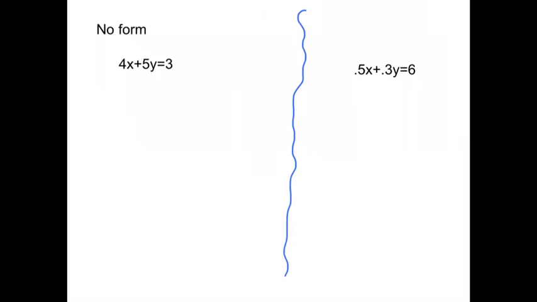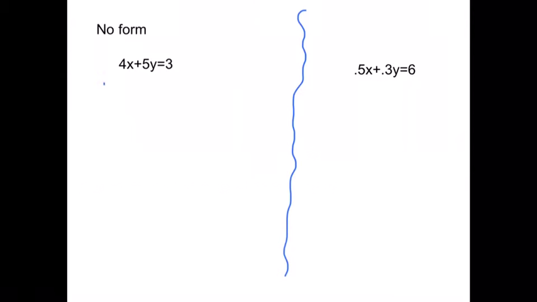All right, let's have a look at questions that are in no form. What do I mean by no form? They're not in general, they're not in slope-intercept, and they're not in slope-point form. Doesn't mean you can't get them into those forms. Of course not. But in order to proceed to find the x and y intercepts, we have to do something. So here we go. Let's do this by definition.